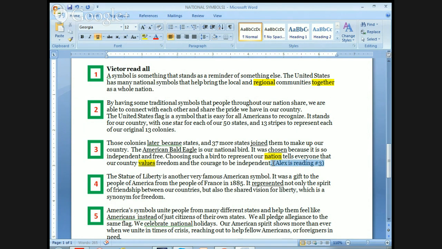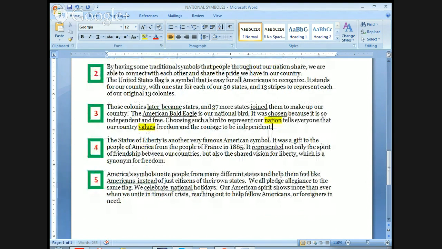The Statue of Liberty is another very famous American symbol. It was a gift to the people of America from the people of France in 1885. It represented not only the spirit of friendship between our countries, but also the shared vision for liberty, which is a synonym for freedom.